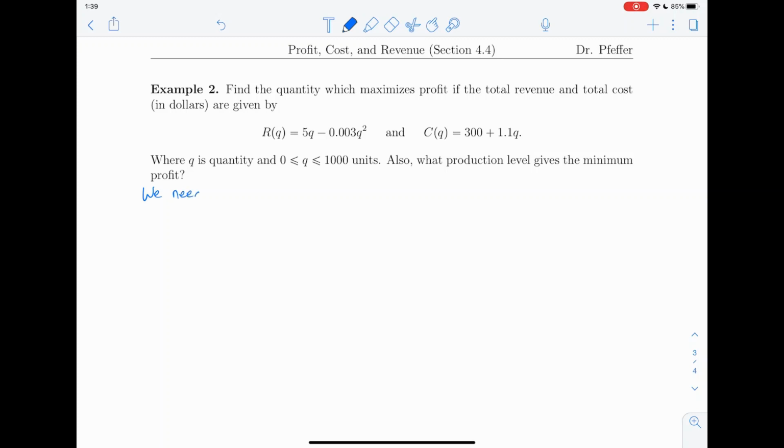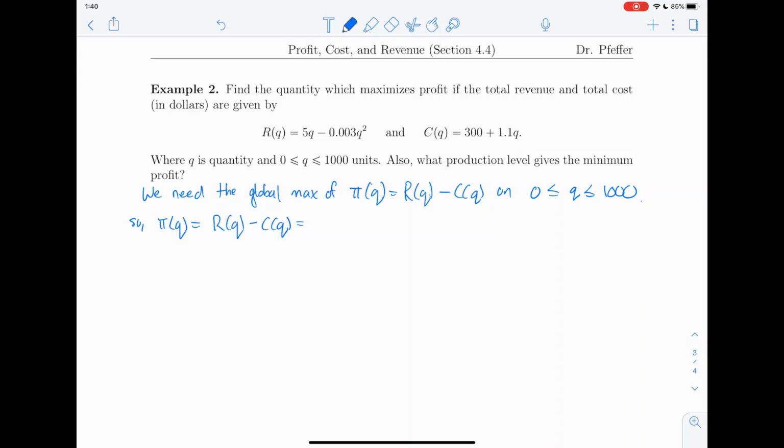So we need the global max of the profit function, which remember is just the revenue function minus the cost function, on q living somewhere between 0 and 1,000. Well, to do this, I'm going to start by finding the critical points of my profit function, which involves differentiating it. So we might start by writing down what the profit function actually is. Again, the profit function is revenue minus cost. What does this turn out to be?